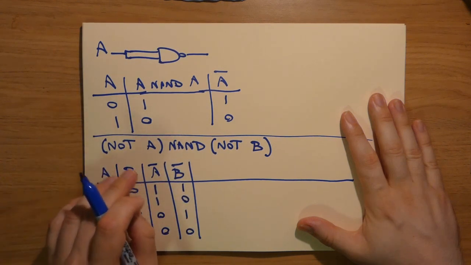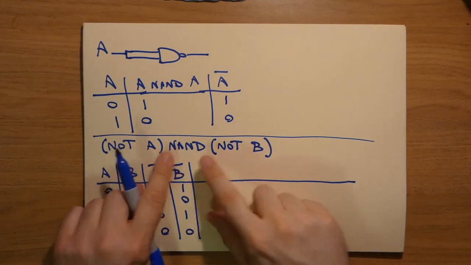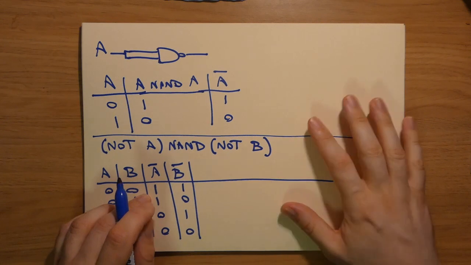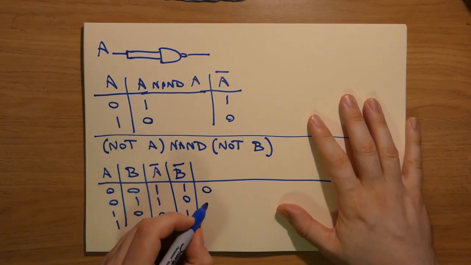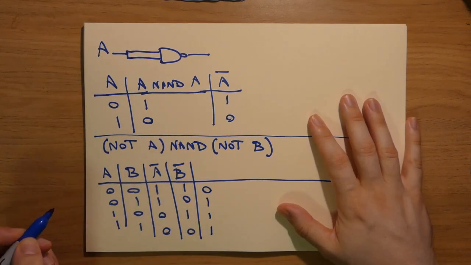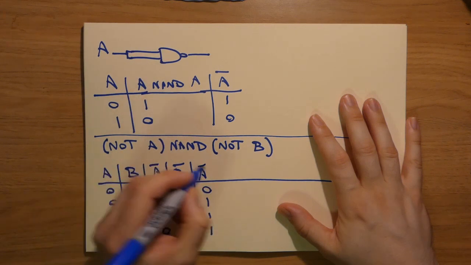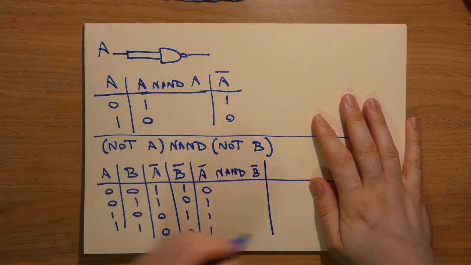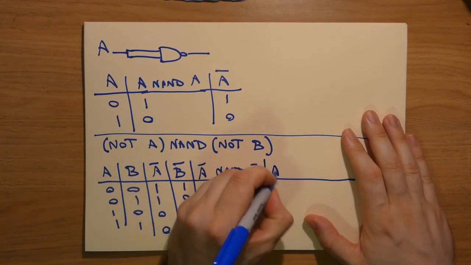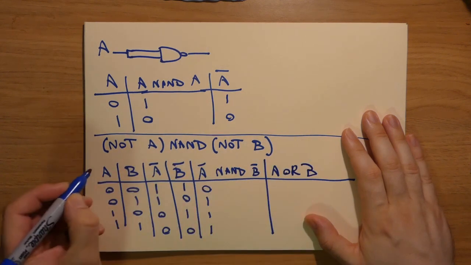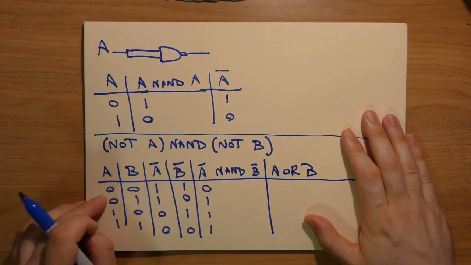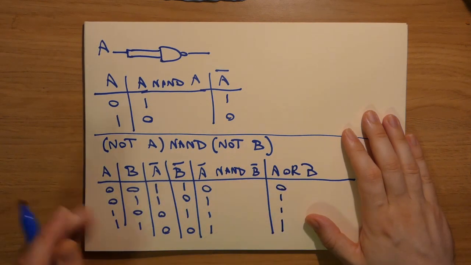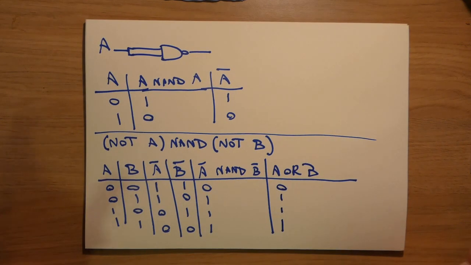And then I need to NAND those two. So, well, if they're both 1, I will have a 0. In every other case, I will have a 1. So that's NOT A NAND NOT B. And then A OR B. What is A OR B? When they're both 0, I will have a 0. In every other case, I will have a 1. And then sure enough, those two columns are the same.